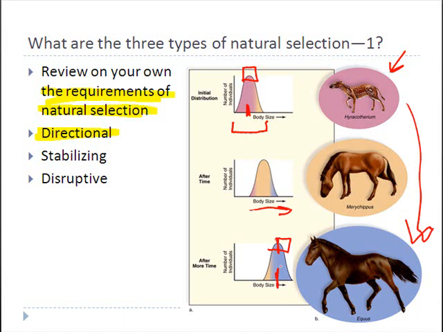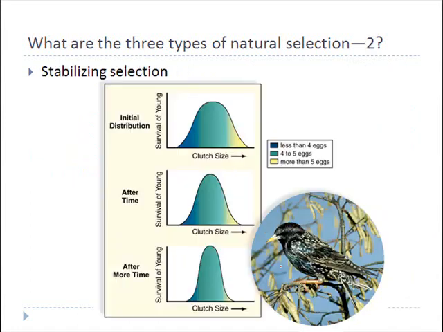This is called directional selection. So you have selection for a trait in one direction, from small body size moving towards large body size. A second example of a type of natural selection is something called stabilizing selection. In stabilizing selection, the average or the median measurement of the characteristic is what is selected for.